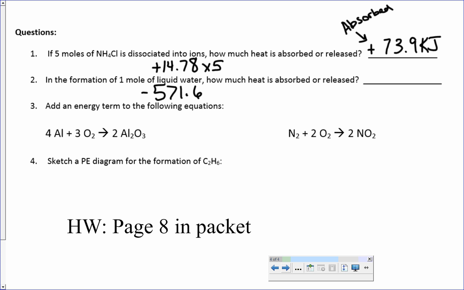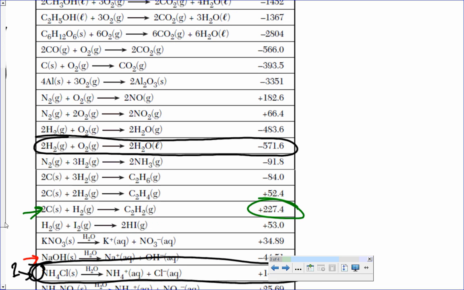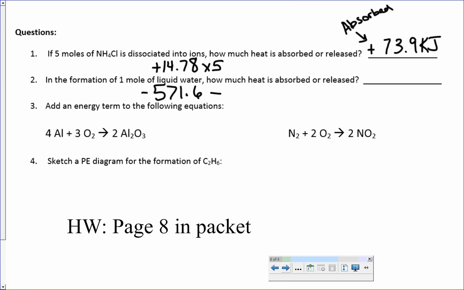Now, according to this reaction, to get that much energy being released, we're forming 2 moles of water. So what if we only formed 1? We would have to divide by 2, which gives us 285.8 kilojoules of energy being released. You should also be able to add an energy term.